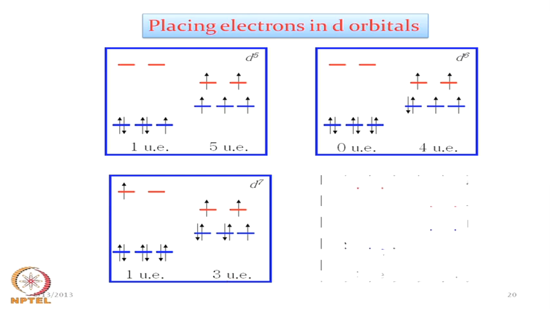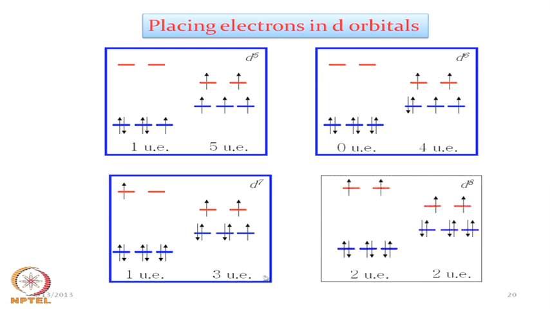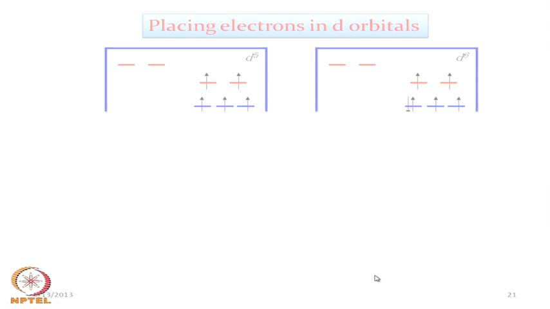We have calculated the corresponding energy values also, and in the d8 situation, which is true for nickel in octahedral geometry, both situations have two unpaired electrons. That means the crystal field will not be able to force the spin pairing for nickel 2 plus, whether it is weak field or strong field. We will have two unpaired electrons, whether the splitting is less or the splitting is more.